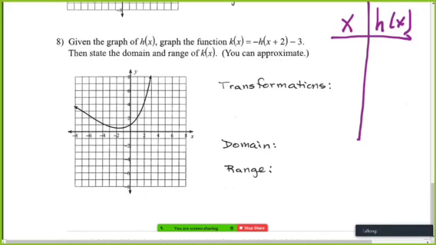Okay, so we have to take this graph of h of x, right? So this right here is h of x, and we have to graph k of x, which is negative h of (x plus 2) minus 3. So the difference, what makes this trickier than the other questions, is that we don't have an equation.